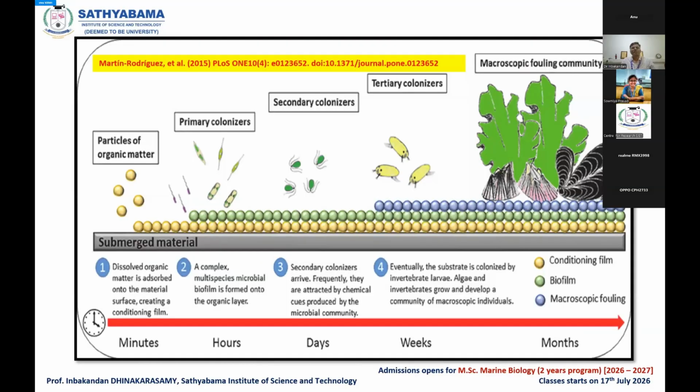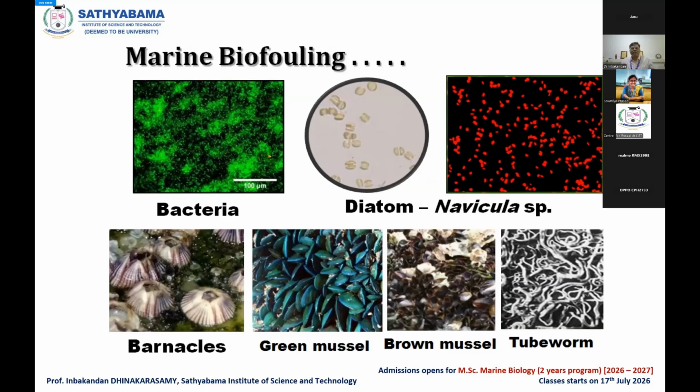The image is taken from a PLOS One journal, especially with the author Martin, who published this paper in 2015. He is just giving a glimpse that the biofilm starts within a minute. I can even say that it will start within a second. The particles of organic matter will come and settle, then the primary colonizer, then secondary colonizer, tertiary colonizer, and become a macroscopic fouling community. And the microfouling, they are the heroes like bacteria and diatom, and the macrofouling will be taken over here by barnacle, green mussel, brown mussel, as well as tube worms.